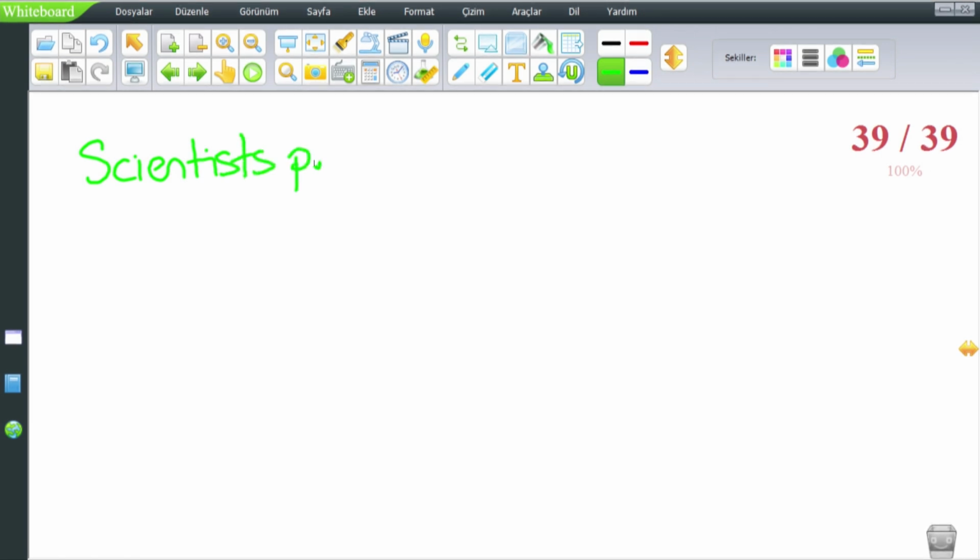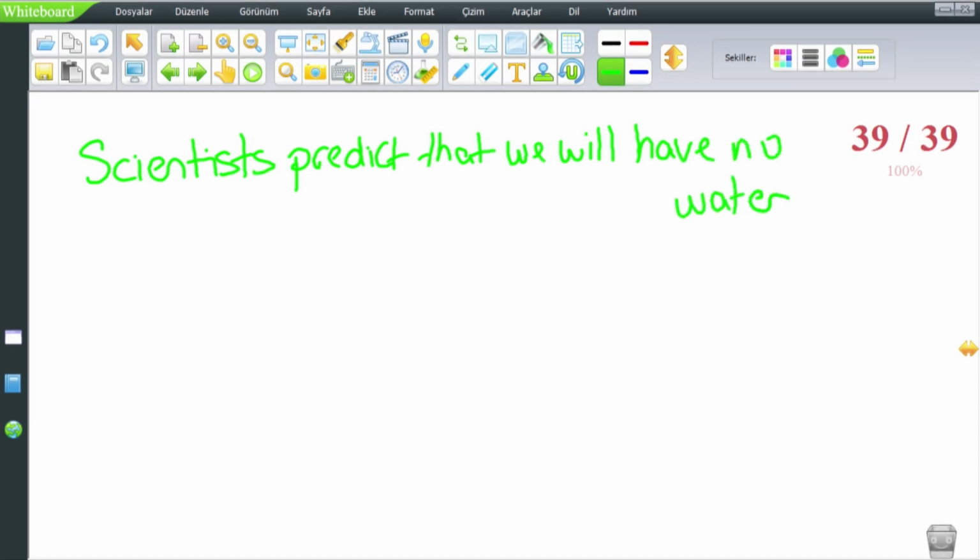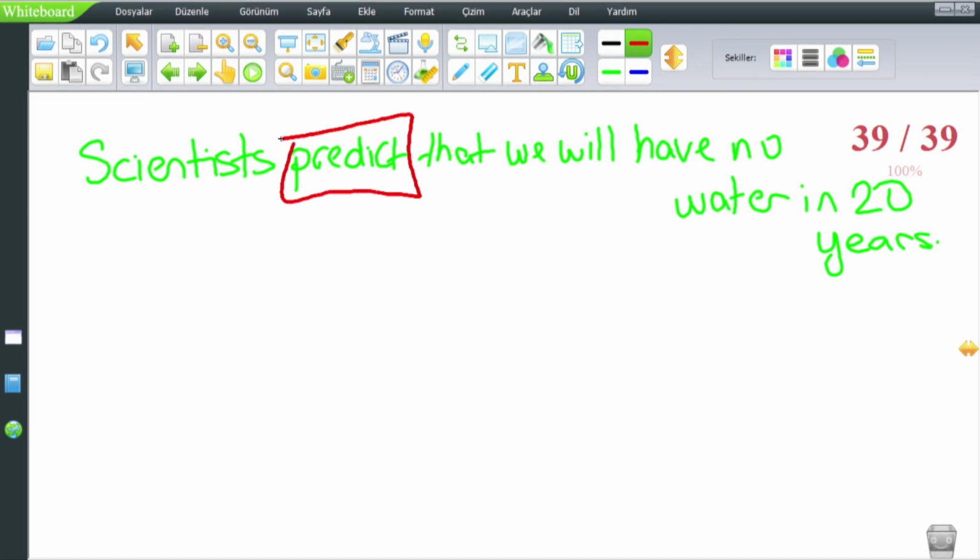Scientists predict that we will have no water in 20 years. In this sentence, again, I see the exact same form, a verb, and after there is that, and a that clause in this sentence. Scientists predict that. They predict what?